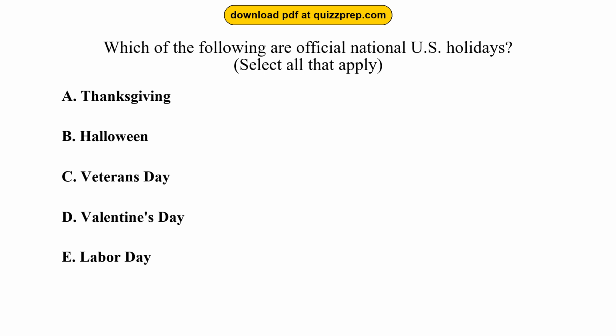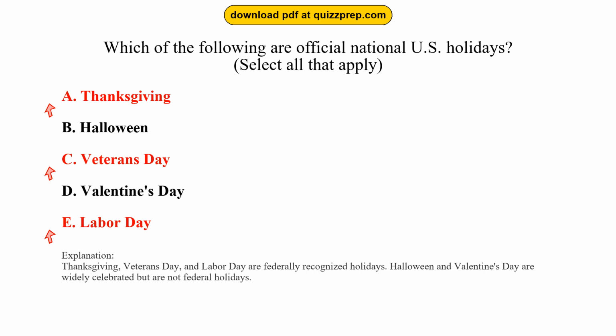Question 25. Which of the following are official national U.S. holidays? Option A, Thanksgiving. Option B, Halloween. Option C, Veterans Day. Option D, Valentine's Day. Option E, Labor Day. The correct answers are options A and C and E. Thanksgiving, Veterans Day, Labor Day. Thanksgiving, Veterans Day, and Labor Day are federally recognized holidays. Halloween and Valentine's Day are widely celebrated but are not federal holidays.